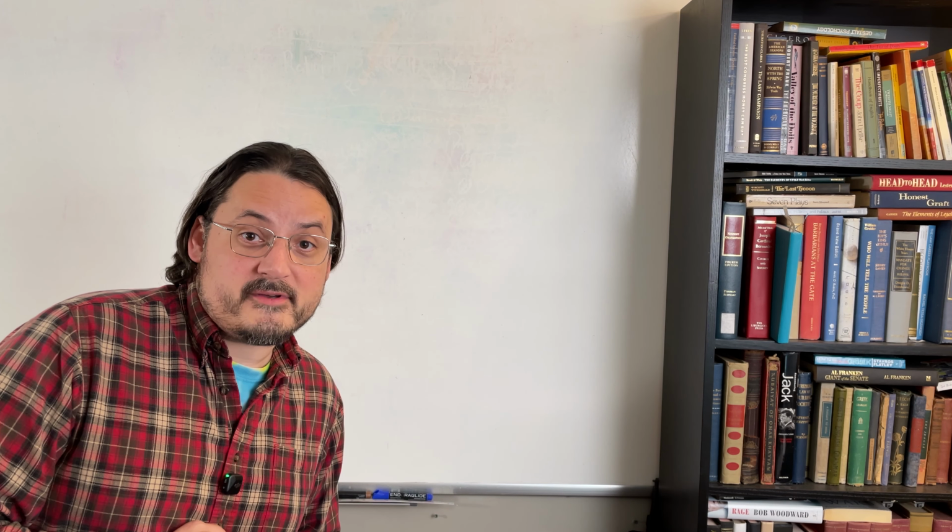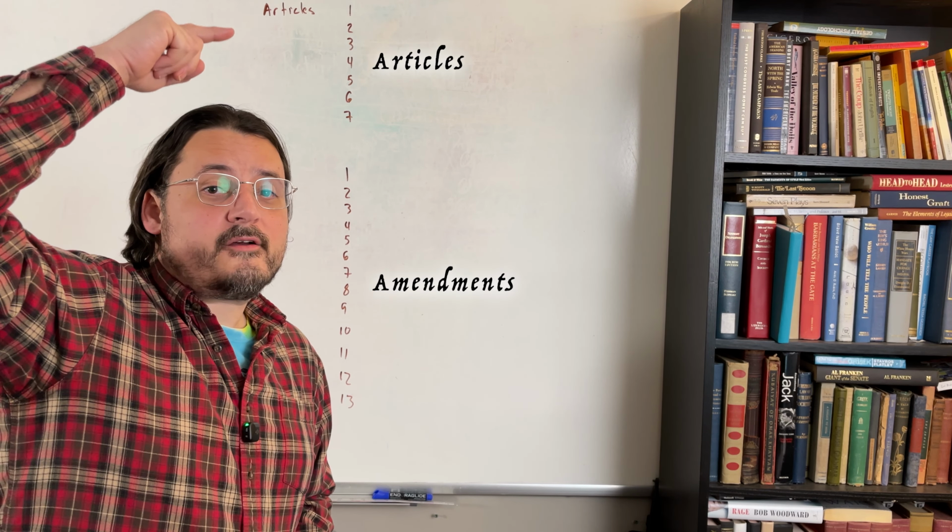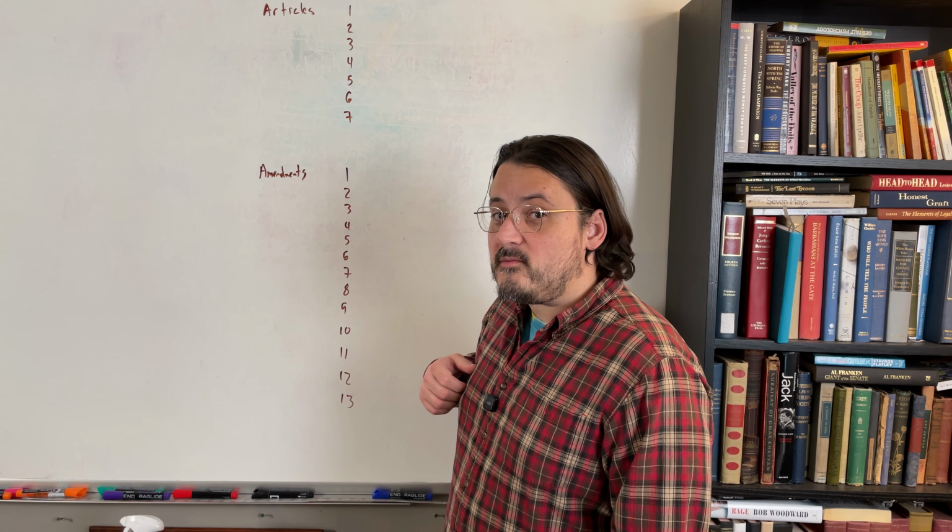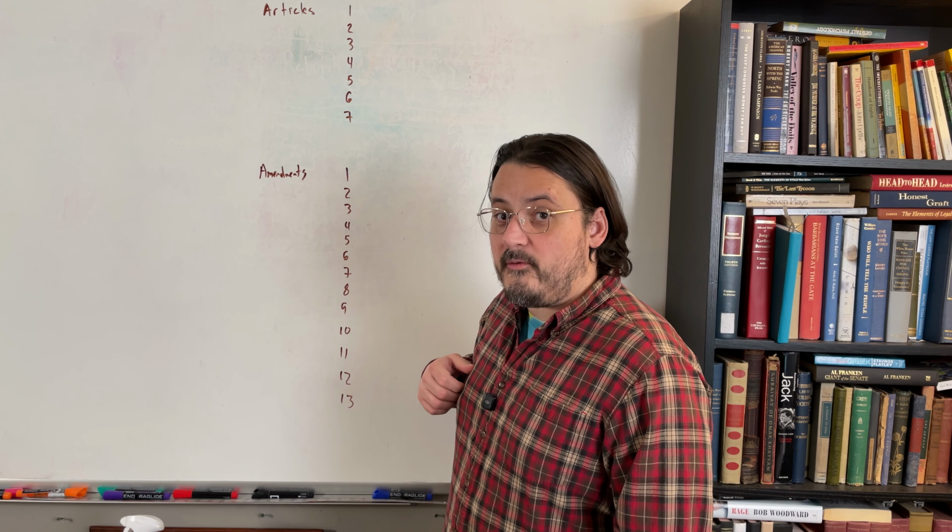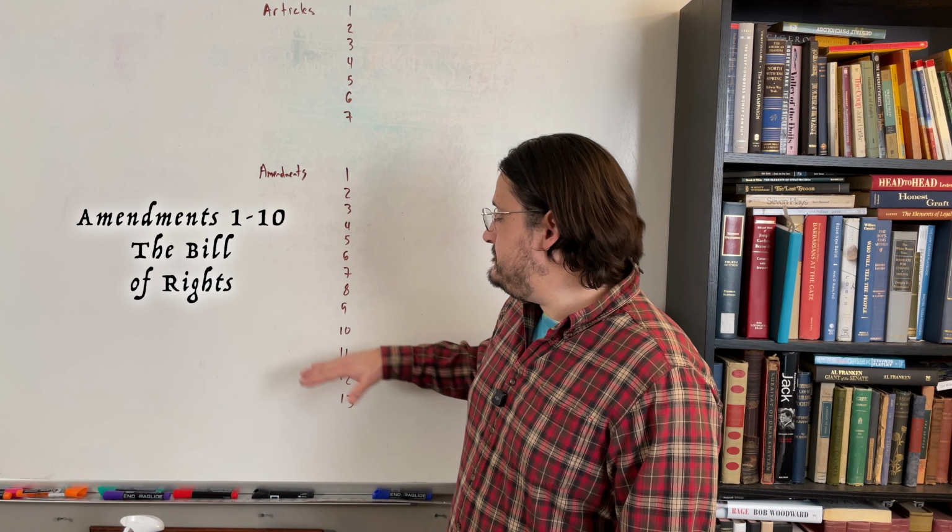First, let's take a look at the US Constitution. We have 7 articles and then a bunch of amendments. And it's not that the rest of the amendments aren't important, but we're going to stop today with number 10, right at the end of the Bill of Rights.